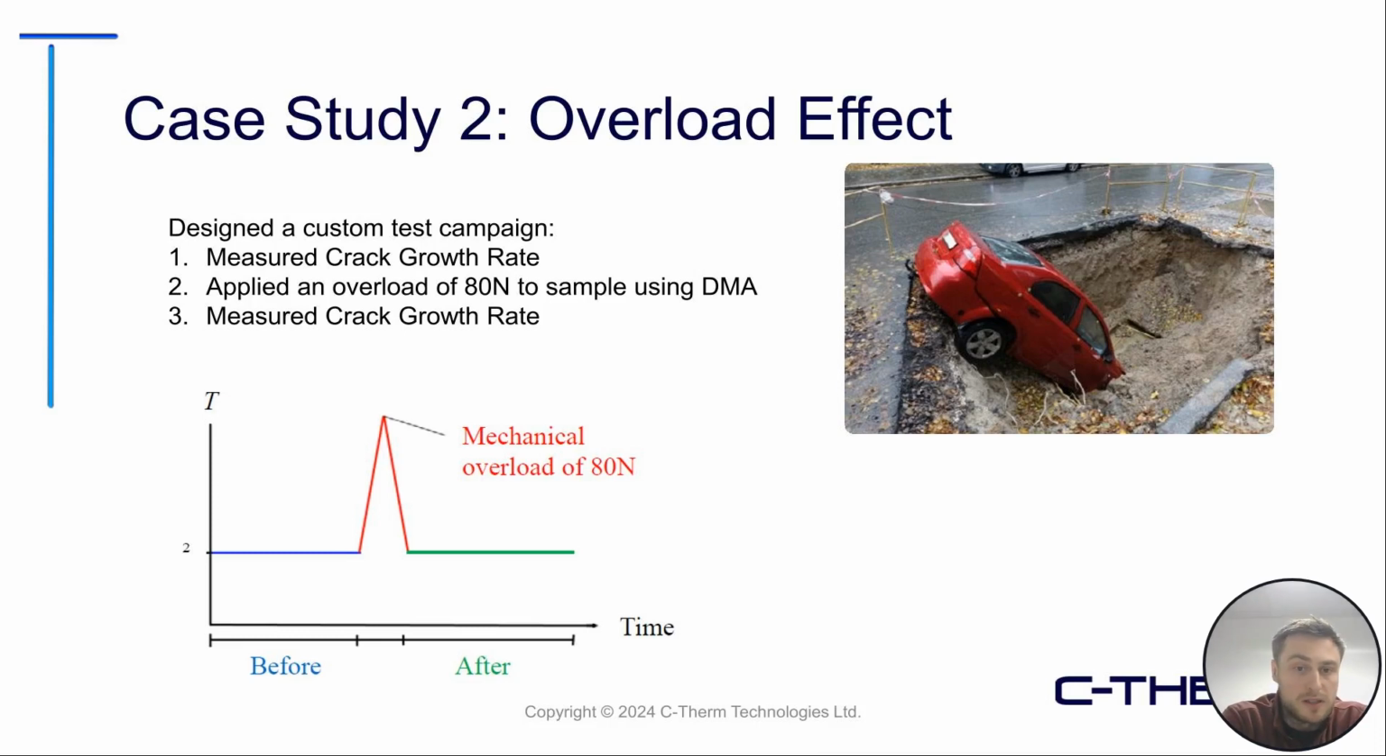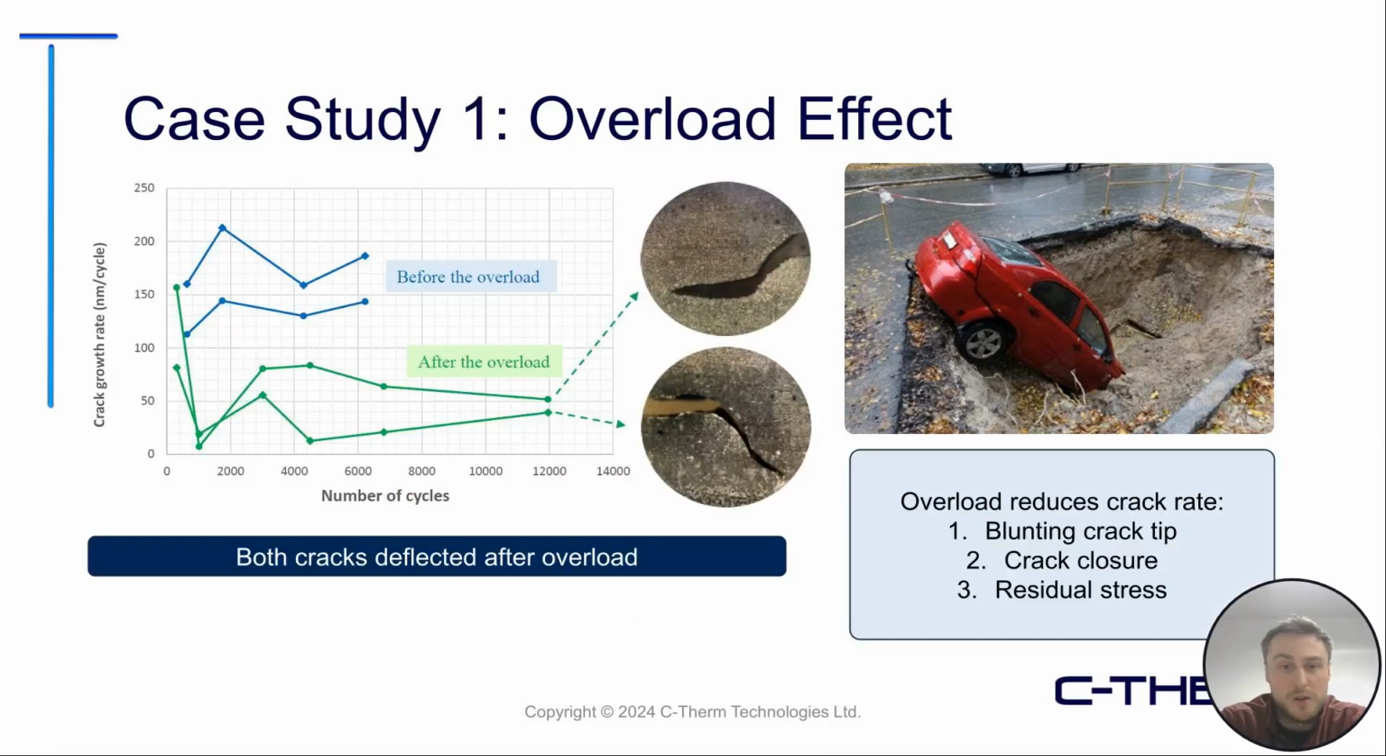The next is the overload effect. Essentially what's done here is the group did a crack growth measurement, overloaded the sample by applying 80 newtons of load, and then measured the crack growth rate again. For those that are not familiar, an overload is just a larger load applied to the sample in between the measurements, and an overload will cause the reduction of your crack propagation, which, as I come from a mechanical engineering standpoint, I wasn't expecting. This is something new to me, which I thought was interesting.